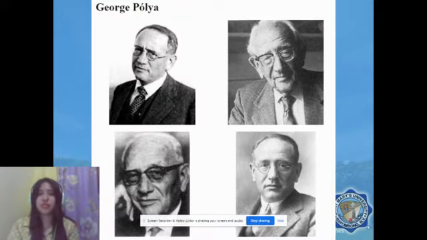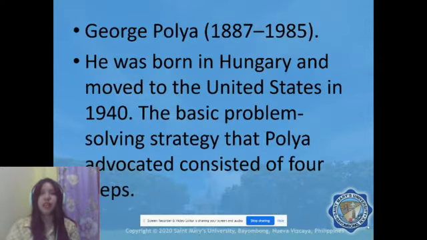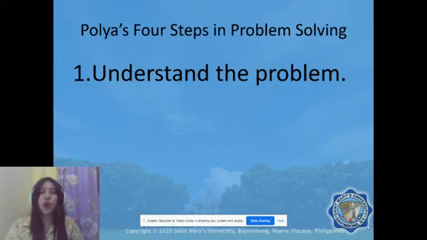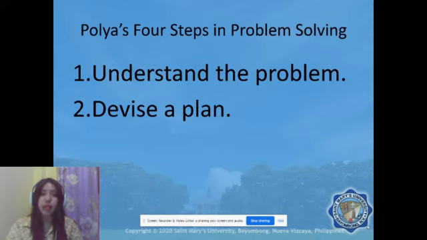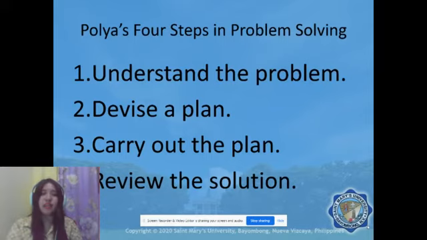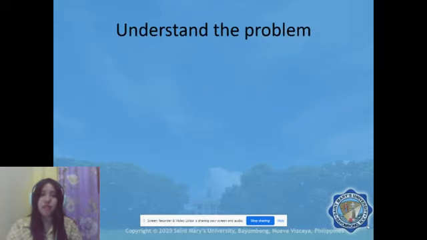This is a picture of George Polya. He was born in 1887 and died in 1985. He was born in Hungary and moved to the United States in 1940. The basic problem solving strategy that Polya advocated consisted of 4 steps. And what are those steps? First is to understand the problem, followed by devise a plan. Number 3 is carry out the plan, and the last one is review the solution.